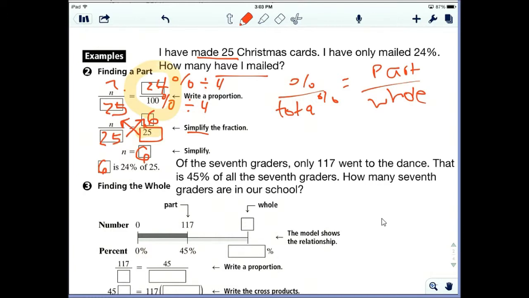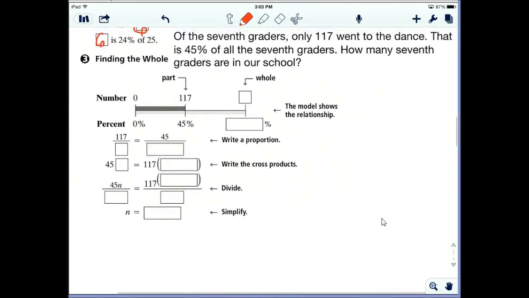Let's go ahead and do example 3. On example 3, it says, of the 7th graders, only 117 went to the dance. That is 45% of all the 7th graders. How many 7th graders are in our school? So 45% of all the 7th graders. Do we know our total? No, we don't. We only have a part.